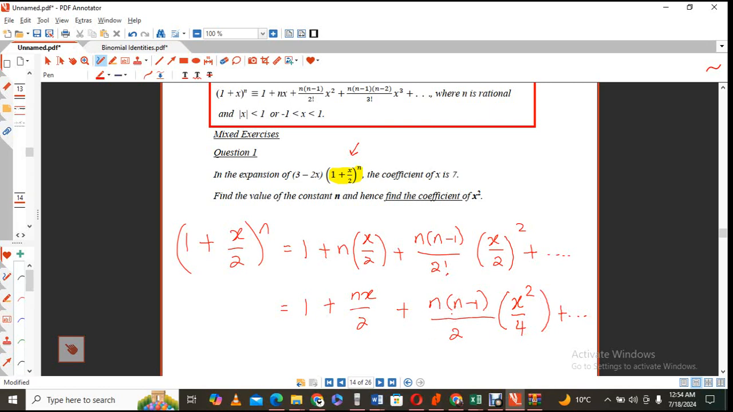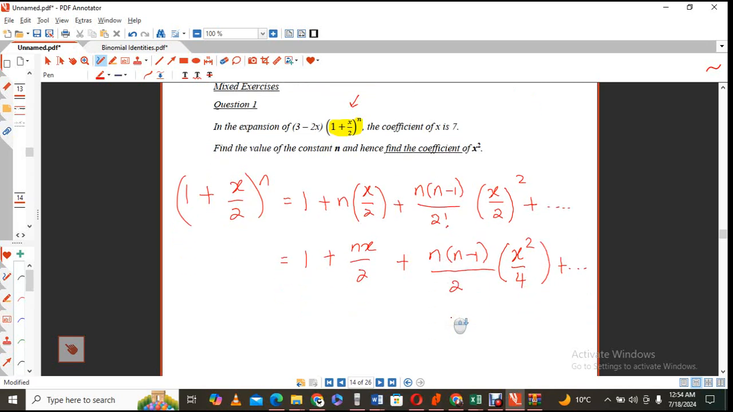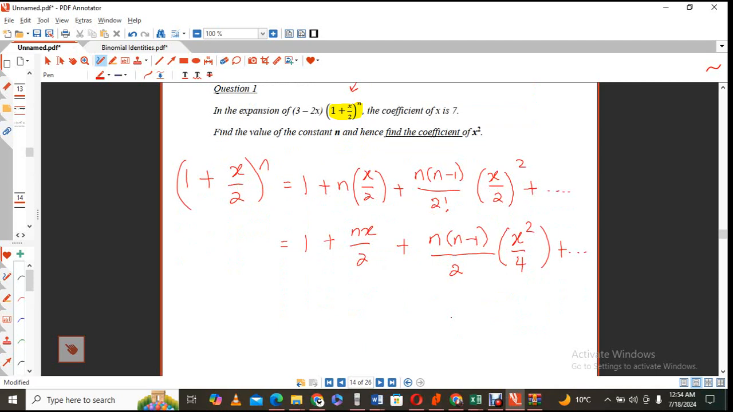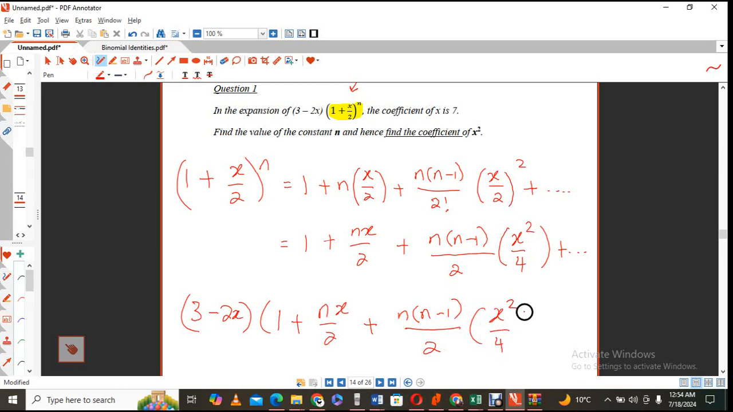So now that I have that, they are saying the coefficient of x is 7. Okay, so we're going to deal with that. But we cannot choose this n over 2 as the coefficient of x, because this 3 minus 2x is being multiplied by that binomial, which I have now as 1 plus nx over 2 plus n minus 1 over 2 times x squared over 4.